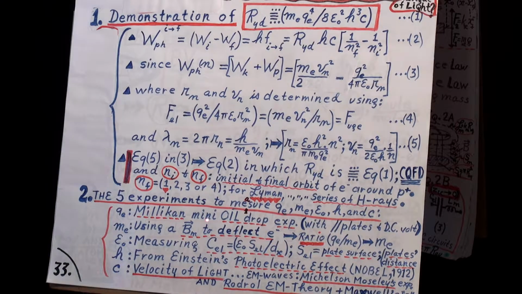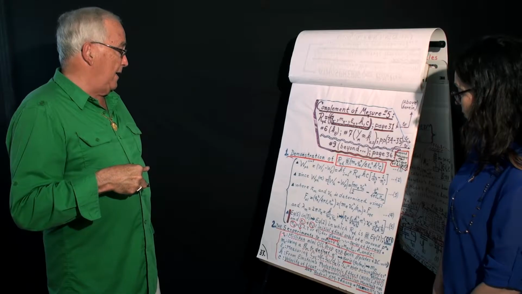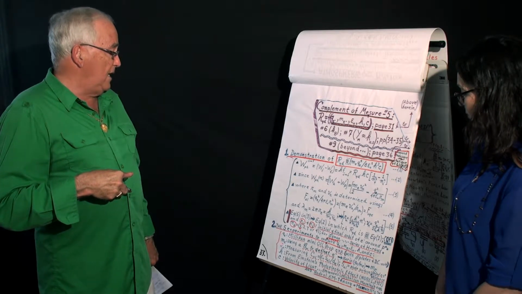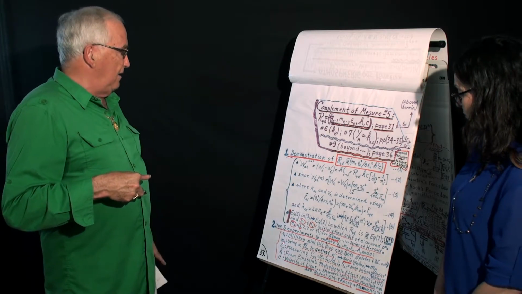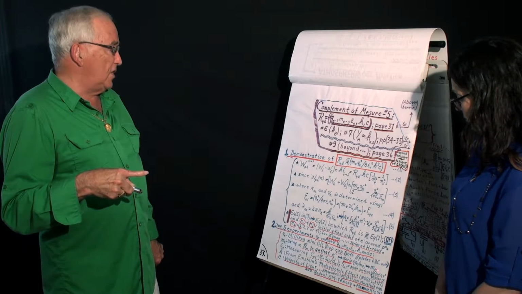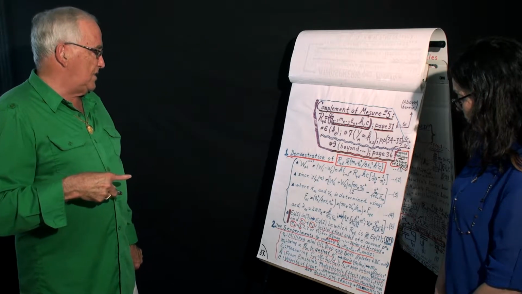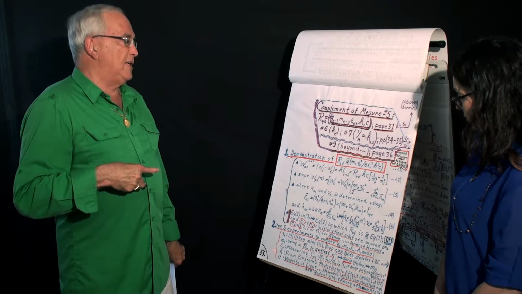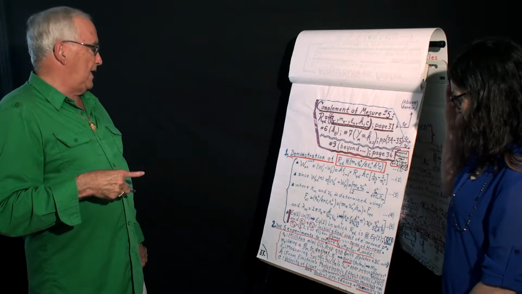And the 5 experiments to measure these 5 constants are: one for the electrical charge of the electron is the Millikan experiment using the oil drop experiment between parallel plates with DC voltage, and I've done that personally in my second year in physics at Laval University. The mass of the electron is determined by a magnetic field deflecting the electron, of which we know the charge, so we end up measuring the ratio charge to mass, so it allows us to calculate the mass of the electron, which is so light, about 9.11 times 10 to the minus 31 kilogram.